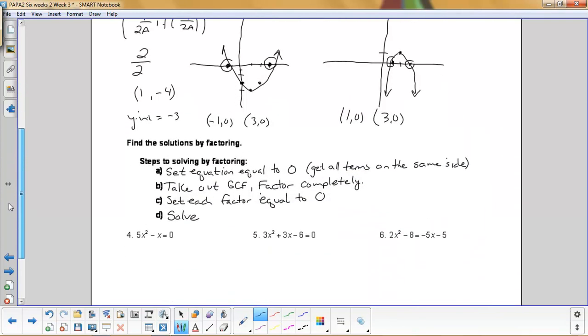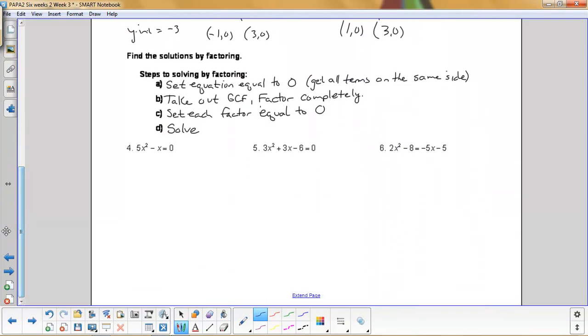Solving by factoring, slightly different. Please take a few minutes to copy down these 4 steps, and we'll go ahead and investigate how those steps work in each one of these 3 problems. So first of all, look at question number 4. You'll notice that you have to factor this thing out by using the greatest common factor, which in this case is x. Now you get 5x minus 1 equals 0.